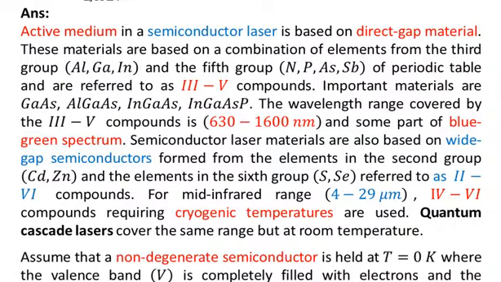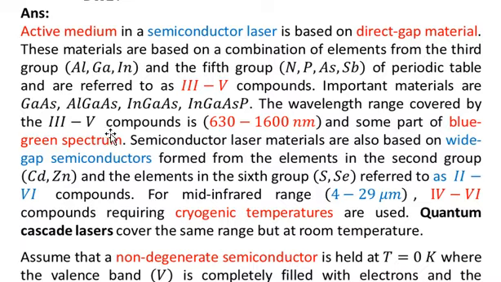The answer is, the active medium in a semiconductor laser is based on direct gap material. These materials are based on a combination of elements from the third group, for example aluminium, gallium, indium, and the fifth group, for example nitrogen, phosphorus, arsenic, and antimony of the periodic table, and are referred to as III-V compounds. Important materials are gallium arsenide, aluminium gallium arsenide, indium gallium arsenide, and indium gallium arsenide phosphide.